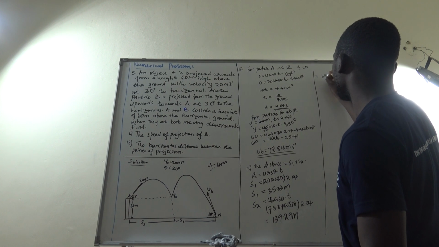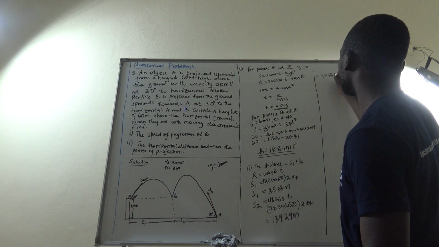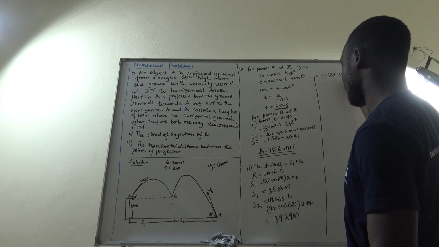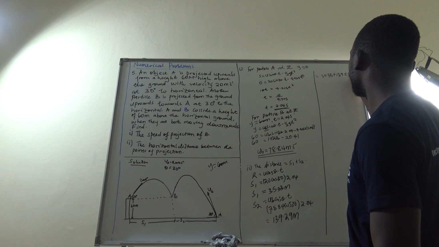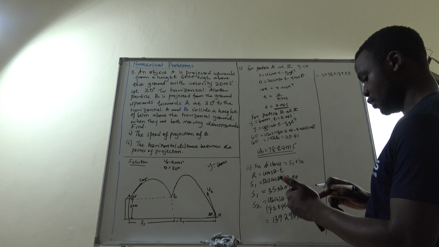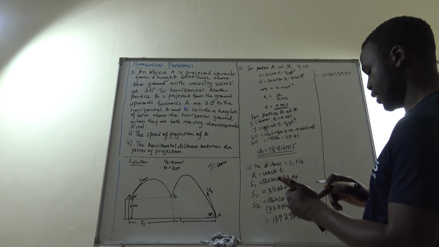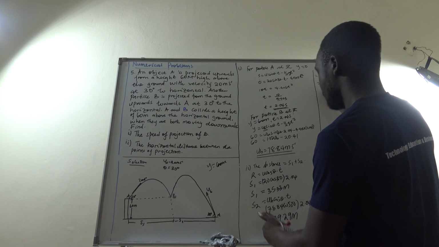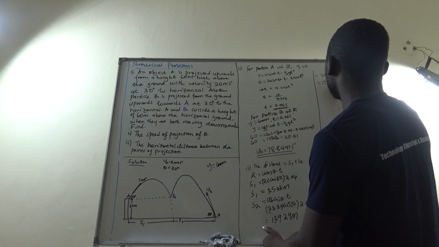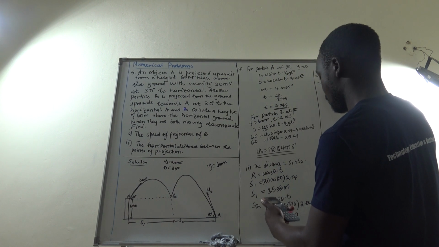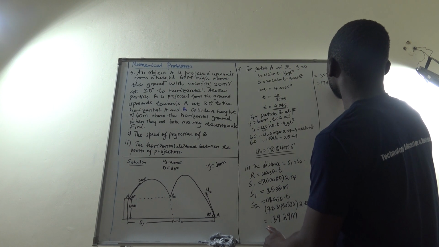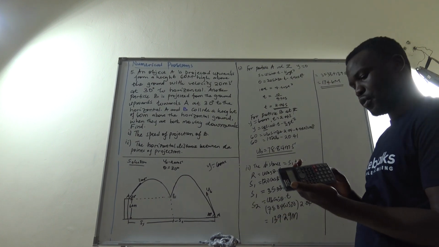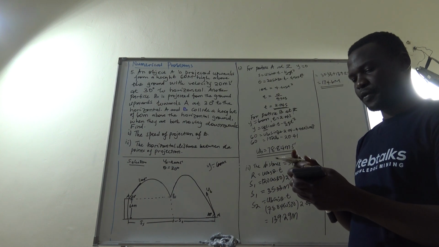So the distance between their points of projection we said is S1 plus S2. So this will be 35.33 plus 139.29. So we add, and I get my distance between the 2 points as 174.6 meters. Therefore, we have answered our question.